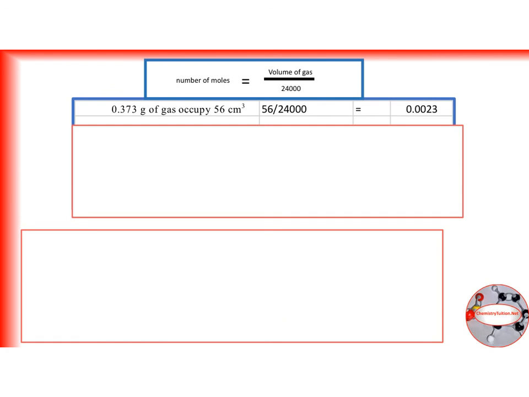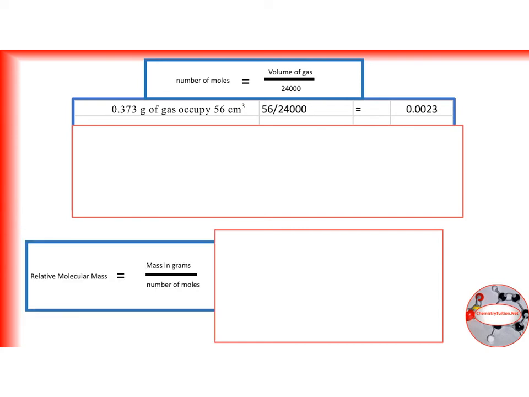So we're going to use those two equations now to find the molar mass of that first one. So for that first equation there, we've got the number of moles is the volume divided by 24,000. So the volume of this first gas is 56. So that gives me a number of moles of 0.0023. I know that the relative molecular mass is the mass in grams divided by the number of moles. So I know that the number of moles I've just found out, and I know the mass. So it's 0.373 divided by the moles, and that gives me 162.2.